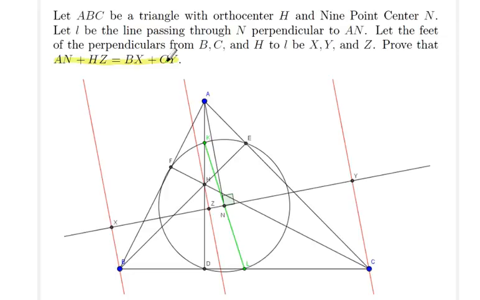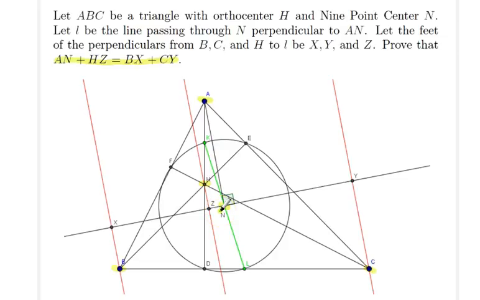So let's go ahead and mark some of the points given in this shape. So our triangle is ABC and the vertices are clearly marked as blue. So H, this point, is the orthocenter, and N is, as you can see, the 9-point center.